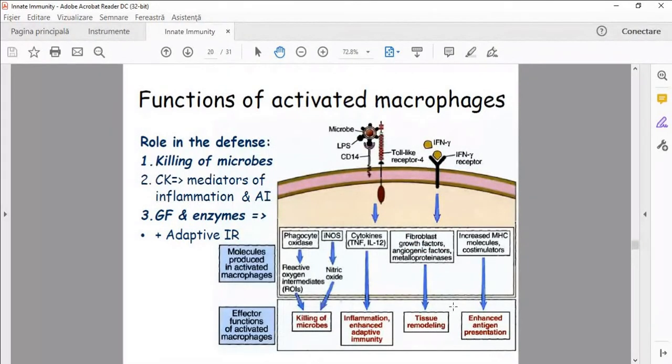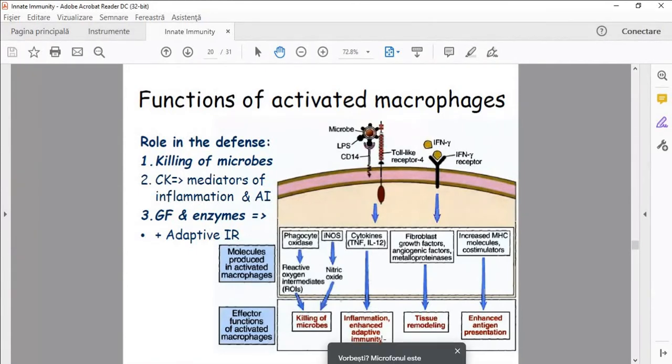The function of activated macrophages. We take macrophages as a representative of phagocytes, and they contribute not only to the killing of microbes, but also by their secretion of cytokines. As I told you, they are able to secrete TNF alpha, which is a pro-inflammatory cytokine, will increase inflammation, and through the secretion of interleukin 12 will be able to contribute to the enhancement of adaptive immunity.